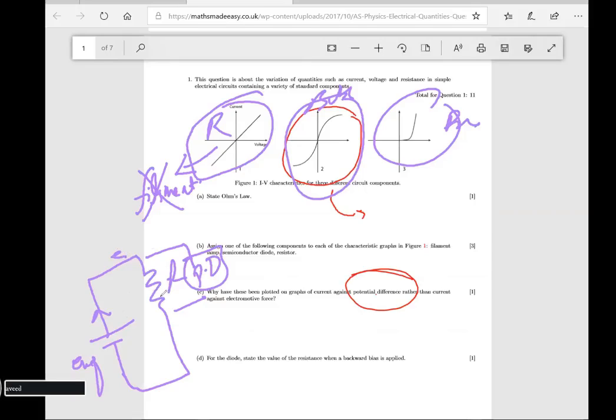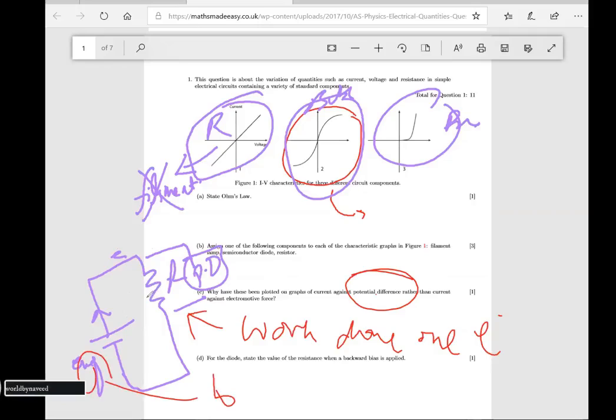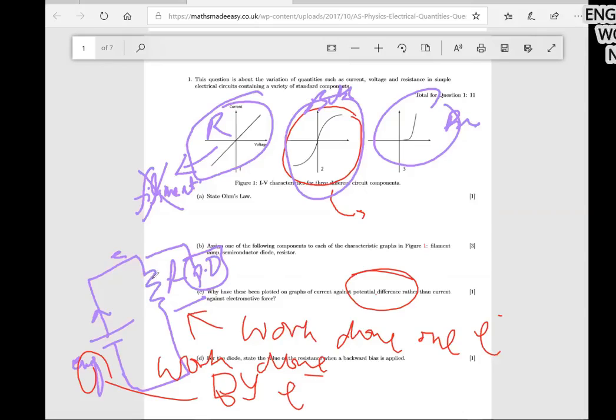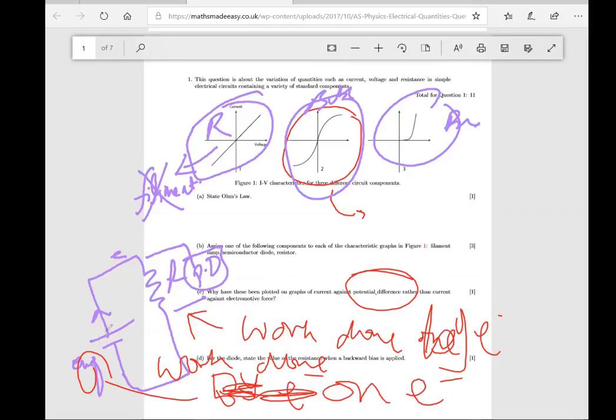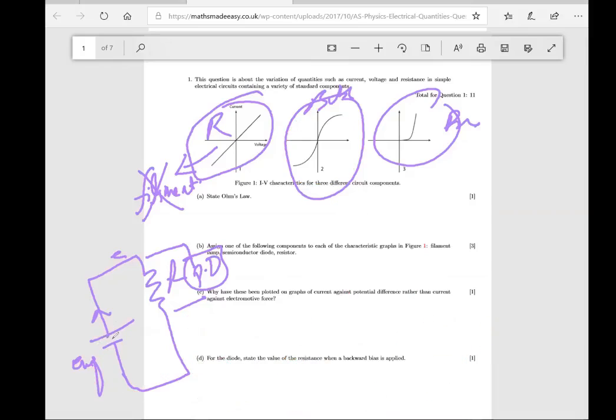So here work done is on the electrons, right? Work done on electrons. Here by electrons. Wait, is it the opposite? Yeah, I think it should be the opposite. Here the electron is giving energy, so when the electron is giving energy, it means work done by the electron. Here this battery is doing work on the electron. Yeah, you're right. Sorry, I said it wrong.